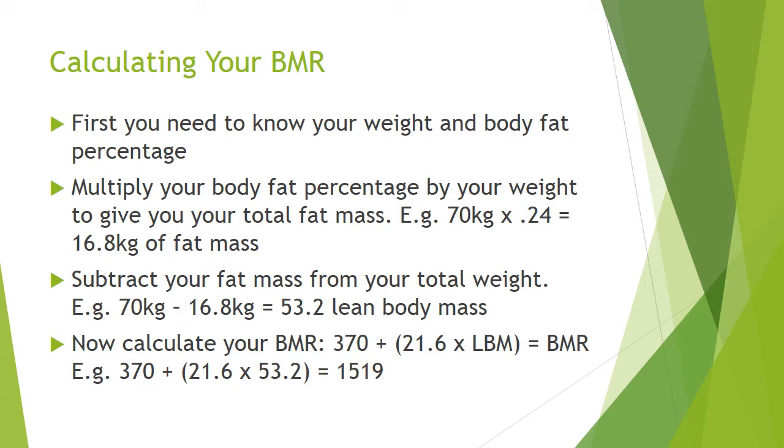Now, to calculate your BMR, the simple equation is 370 plus, in brackets, 21.6 multiplied by your lean body mass, which for this equation was 53.2, and that equals 1,519 calories. Okay, that's this person's basic BMR if they were to be in a coma and just had to exist. That's not including any exercise or anything like that.